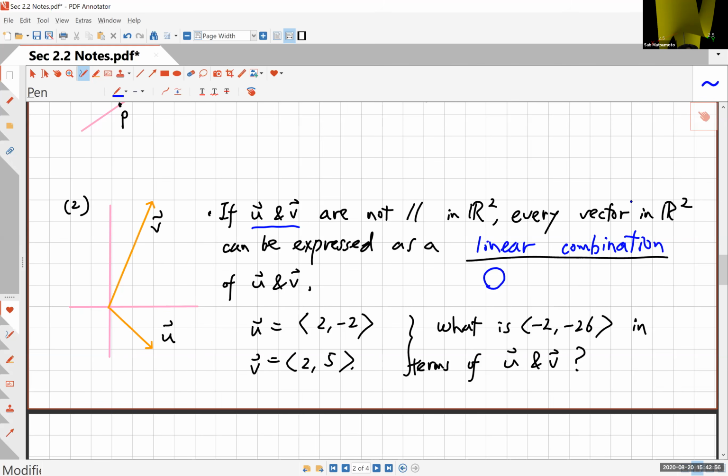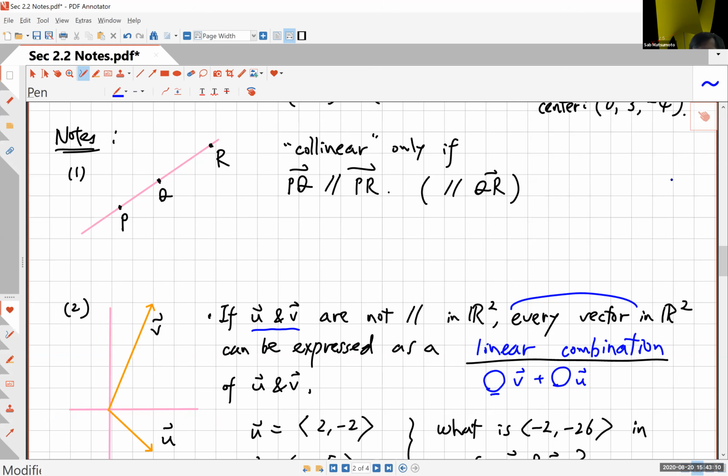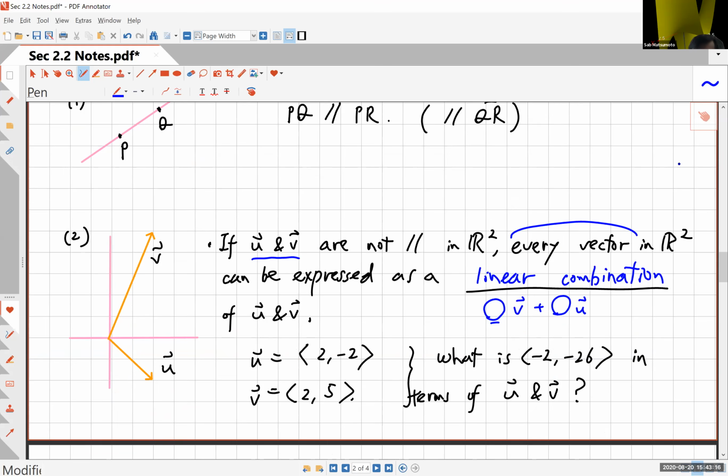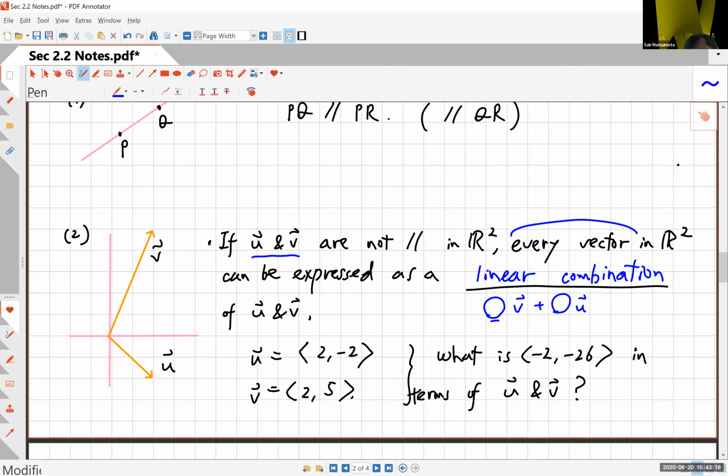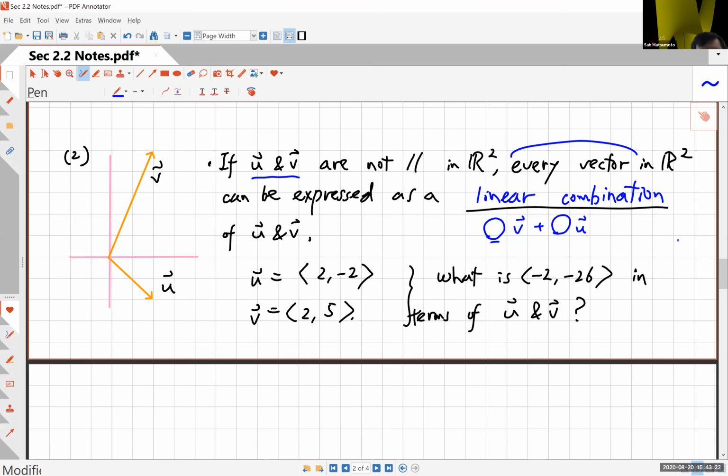Okay, so let's say you want to express the vector 3000, negative 425 or something. What this statement is saying is you can find two coefficients, a and b, so that you can write that given vector as au plus bv or something like that. All right, so here's an exercise.